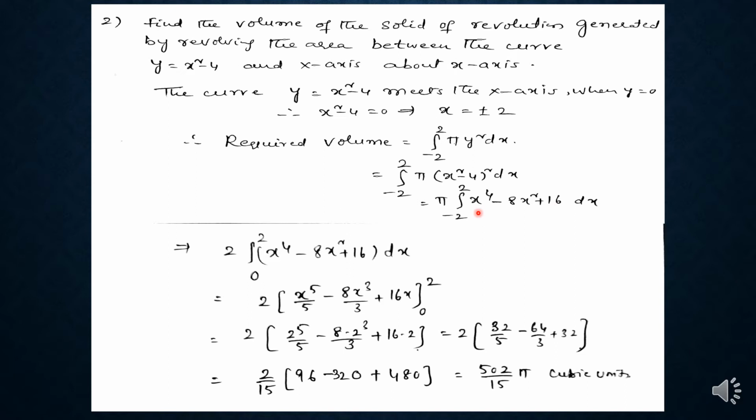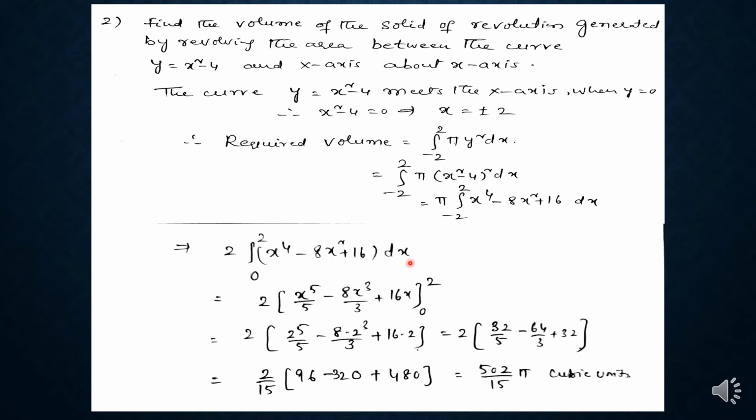Even function means if we put x is equal to minus x, we get x to the power of 4 minus 8x square plus 16, the same function. So f of minus x is equal to f of x. So the integrand is an even function. So we can write the limits like this: 2 into the integral from 0 to 2 of x to the power of 4 minus 8x square plus 16 dx.